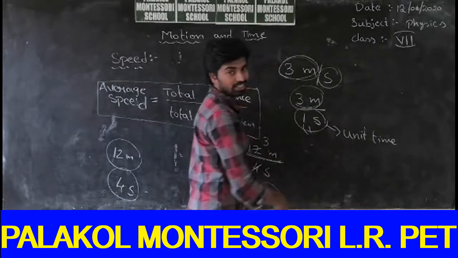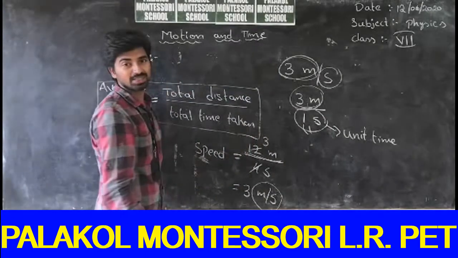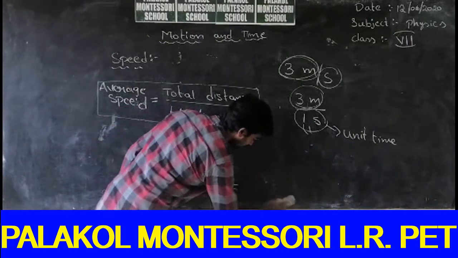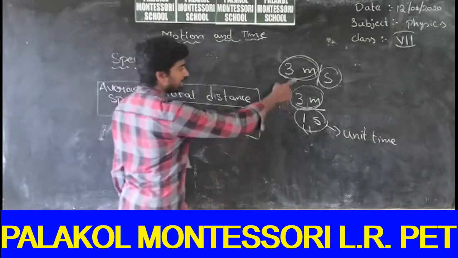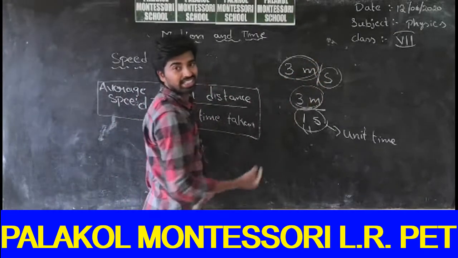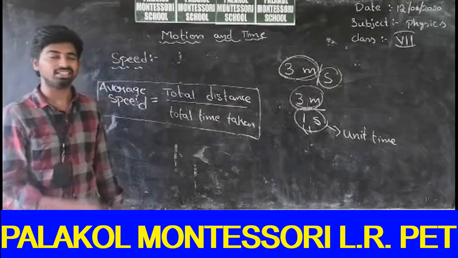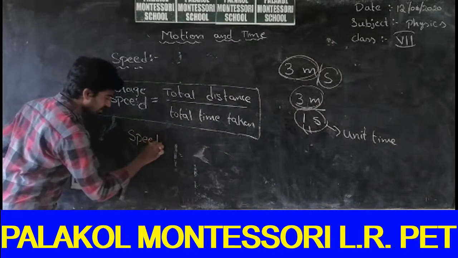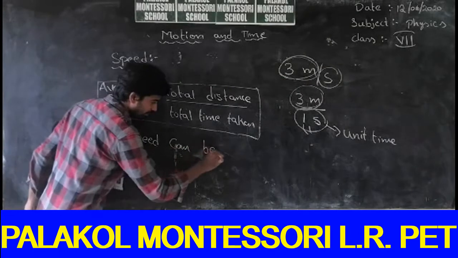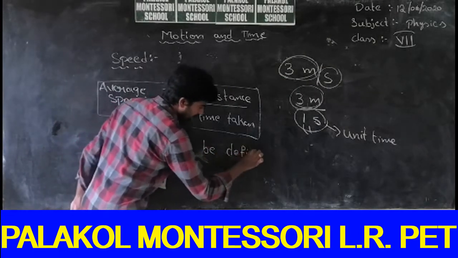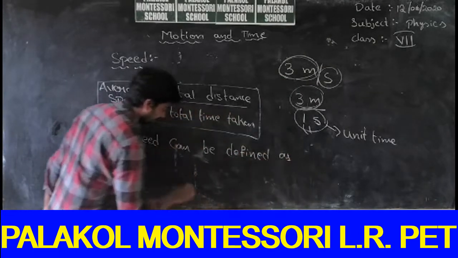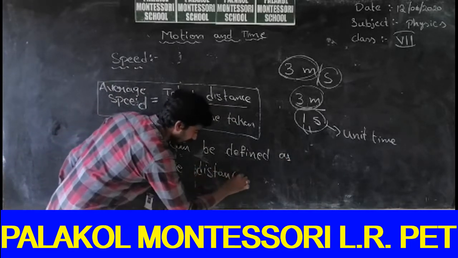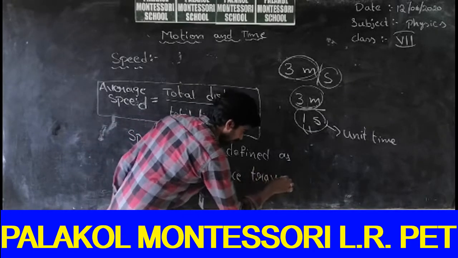I was traveling a distance of 3 meters in 1 unit second of time. Unit means 1. So what is the definition of speed? Speed can be defined as the distance traveled in unit time. The speed gives 3 meters per 1 second. In 1 second, I was covering a distance of 3 meters.